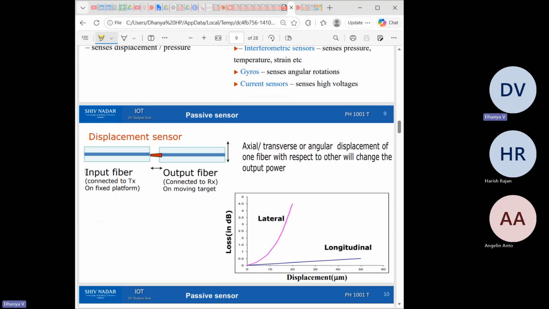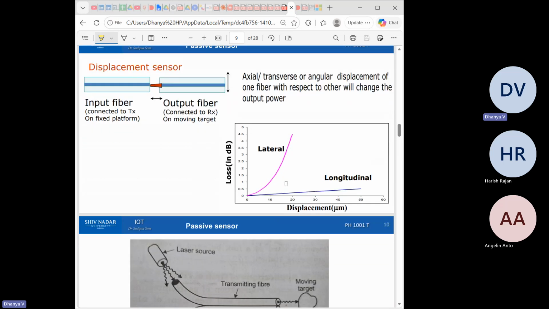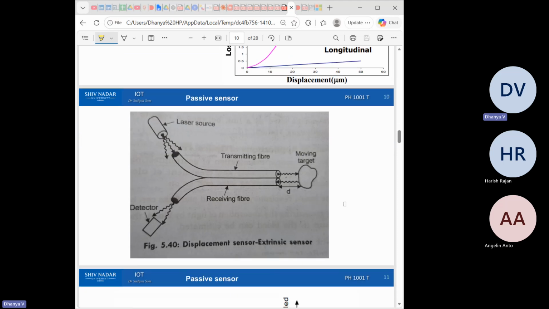Essentially your input fiber is connected to your transmitter, and the output fiber is connected to your receiver end. So this is the displacement of one fiber with respect to the other. If there are two fibers there, how much is one displacing from the other? This is what the displacement sensor will sense. The lateral displacement and the longitudinal displacement will be sensed and will give the output.